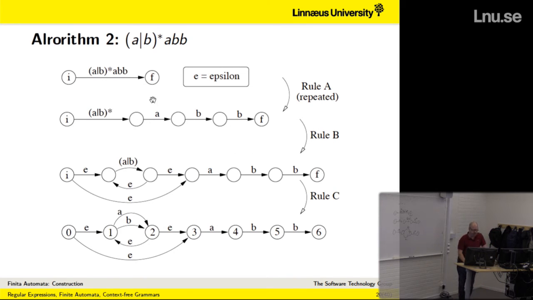So this was my example: (A or B) star followed by A, B, B. I apply the first rule, the concatenation rule, and I divide it like this. This is the starting point. Then I take a look at the star here, and I take this part and make this part over here. And then I take a look at this one, and I split it like this.